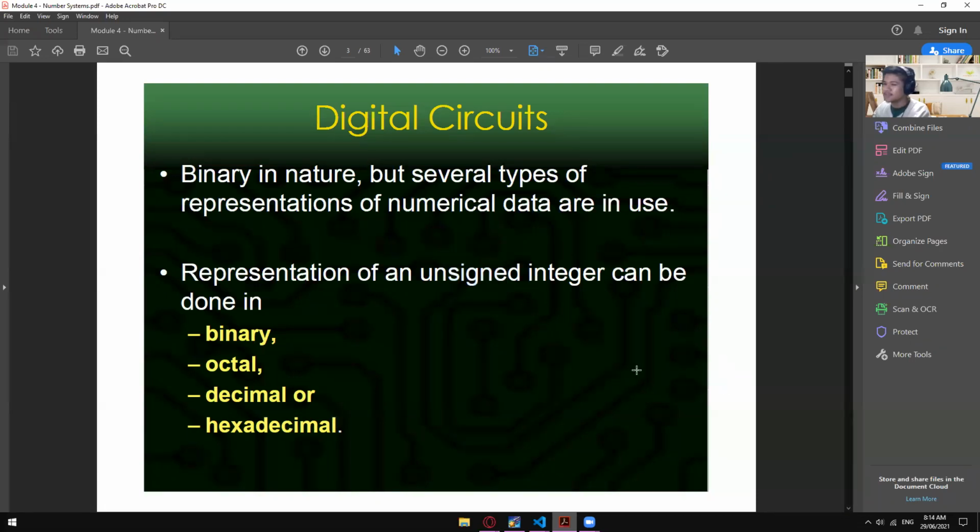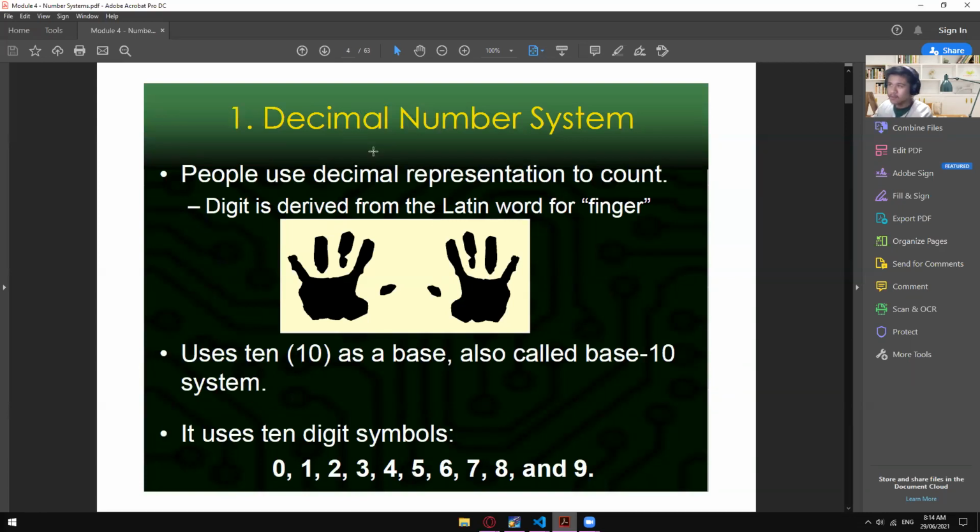All right, so let's start with decimal. Decimal number systems. People use decimal representation to count, the one that you can see on your hand right now. Digit is derived from the Latin word for finger. So 1, 2, 3, 4, 5, 6, 7, 8, 9, 10 fingers. Since we have 10 fingers, it uses 10 as a base. It's very obvious, just look how many fingers you have. Well, unless you have an extra one, or you're lacking one finger, so it's a different scenario already. But the default one is 10. So it is also called base 10 system.